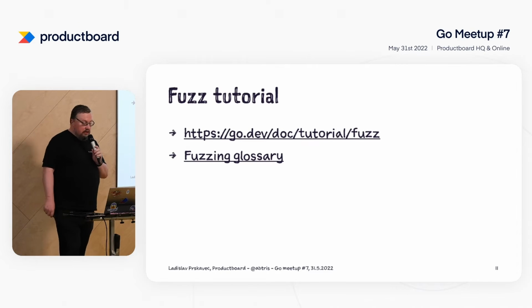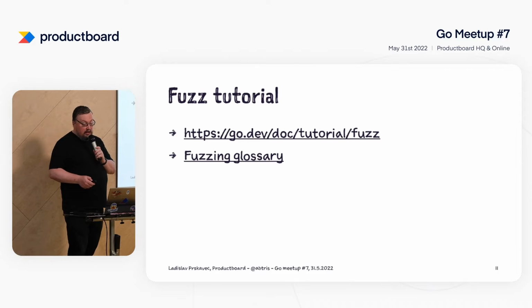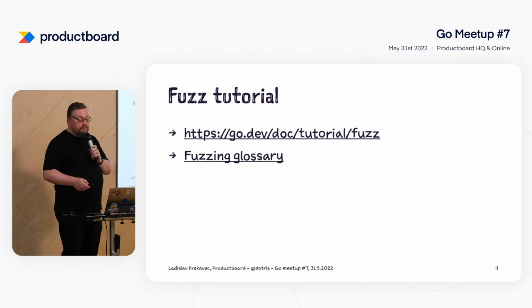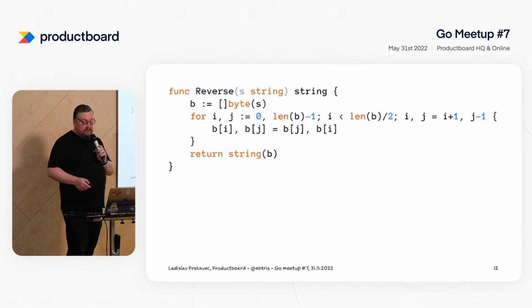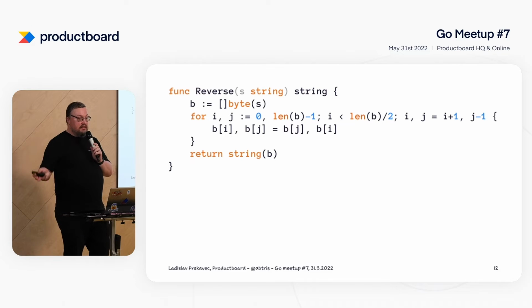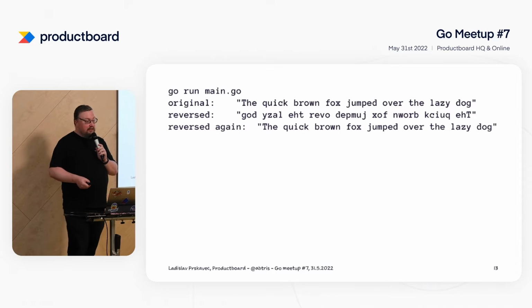You can find it on the Go.dev site, and there is quite a good tutorial. And we go together through the tutorial, and we find how easy fuzzing is to use. We have this function. It's called reverse. It's very simple. You just write a string, you get the reverse, and we reverse again, and we should get the output back.